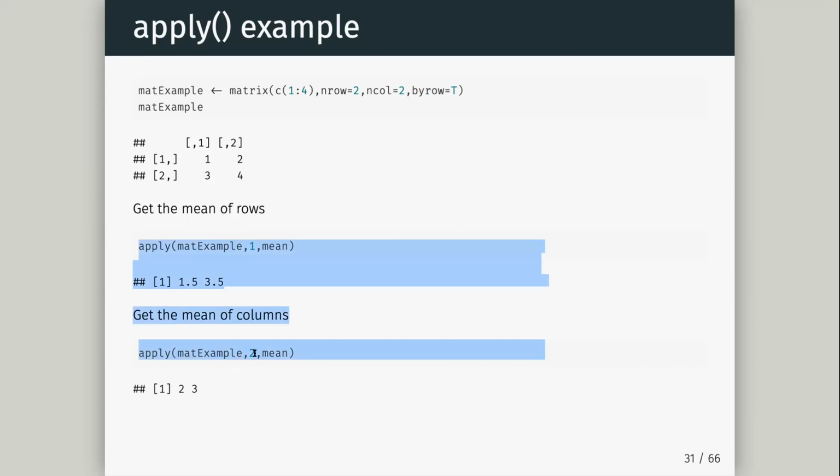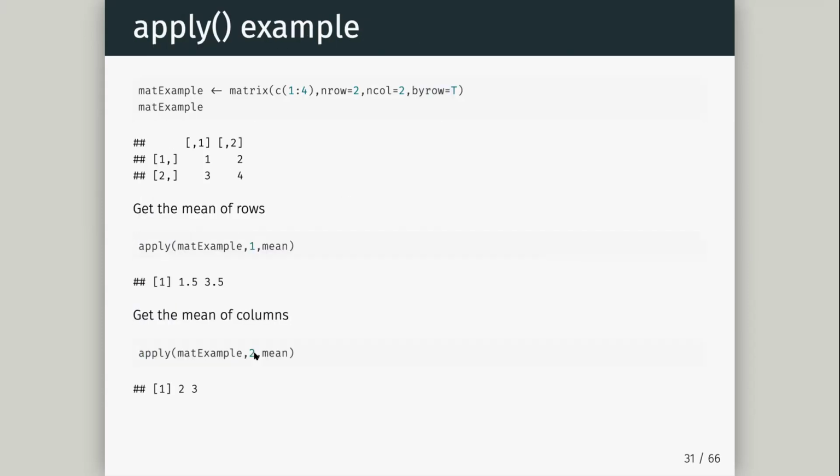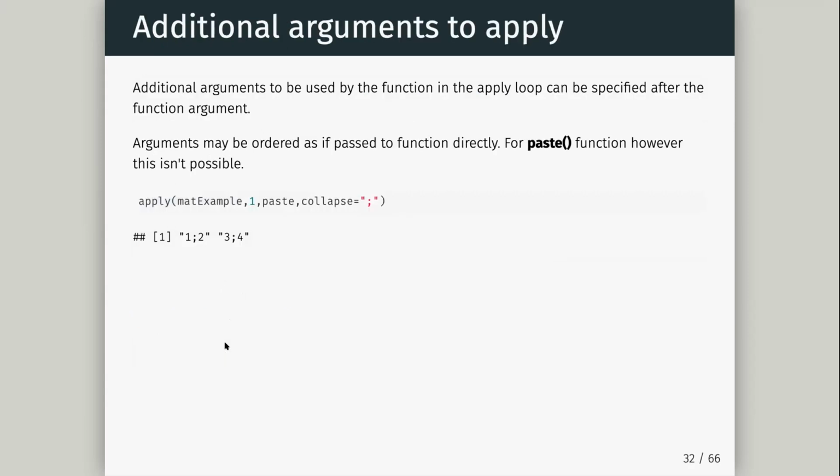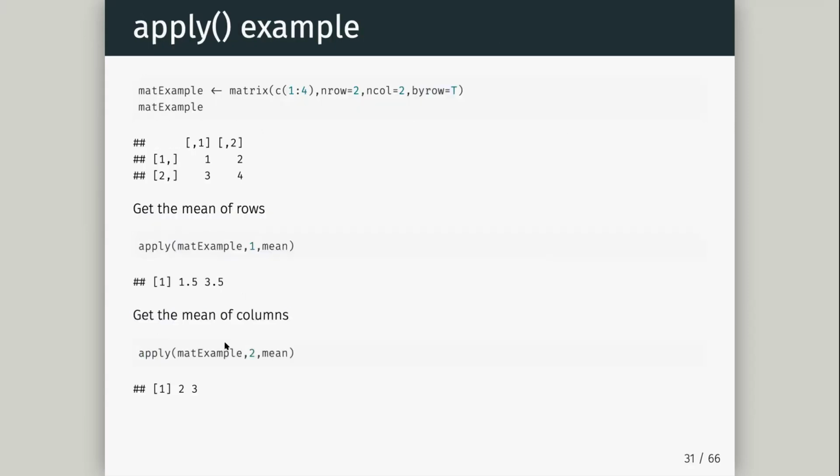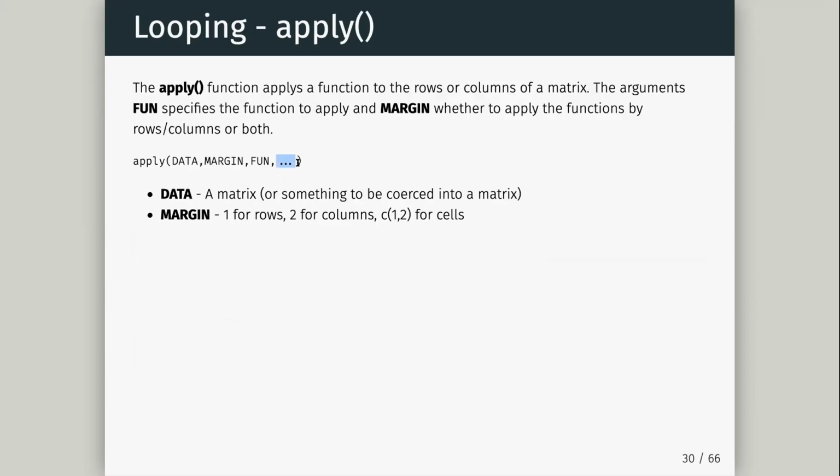If I put in here c(1, 2), it would just apply it to every single cell, which would be useless here because I would just get the mean of a single value. That might be useful if I want to apply, say, log or something. There we go. So additional arguments can be passed in this ... When you see this, it usually means additional arguments can be passed to the function.